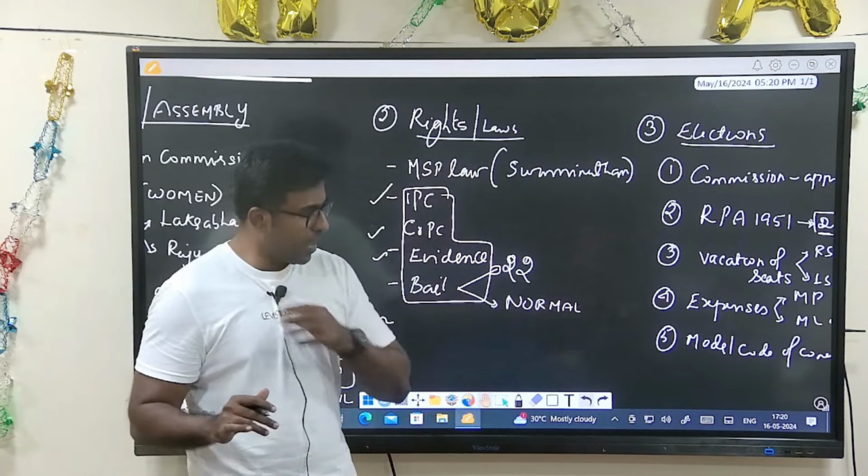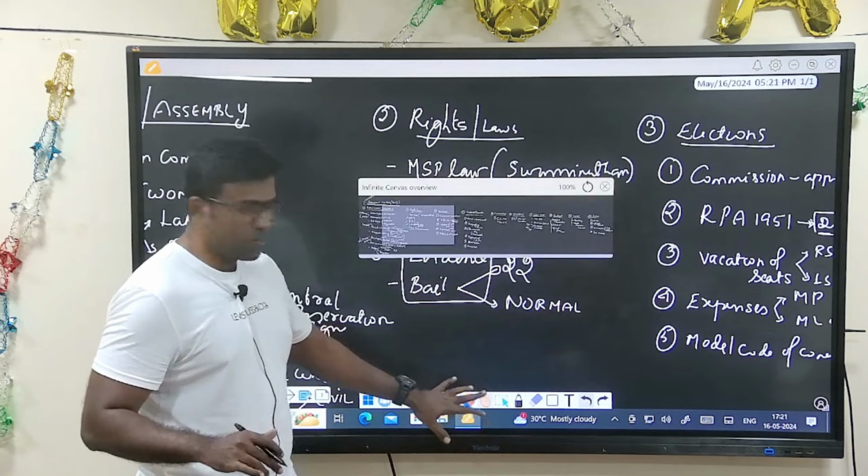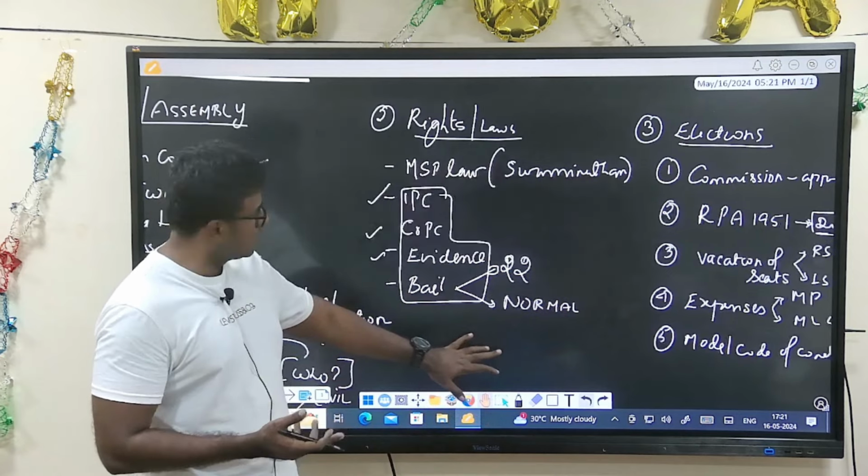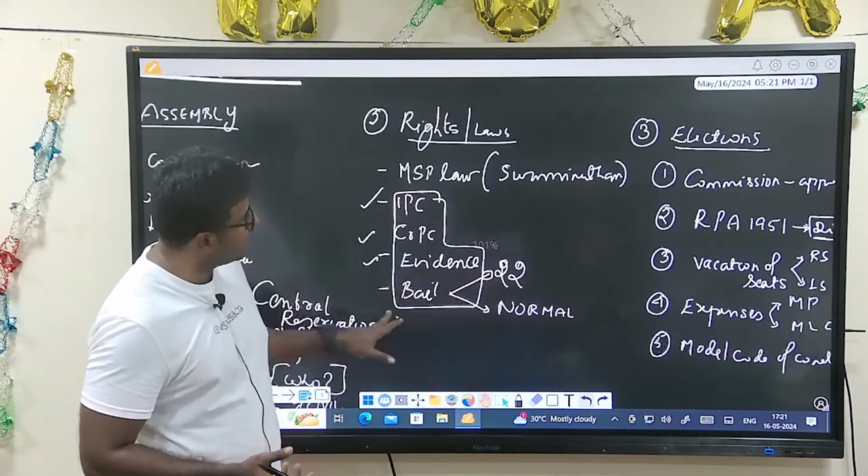So there is an act of UAPA. Many of the people have not been given bail. So what is the difference between bail in this and this?